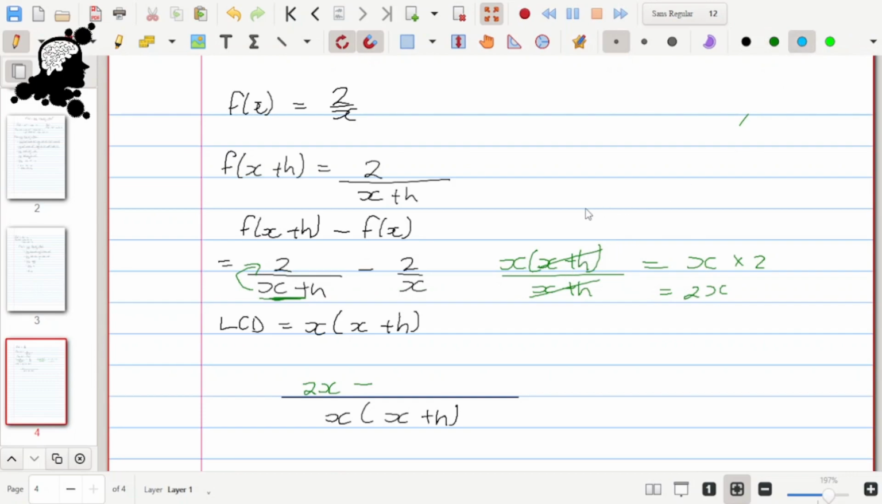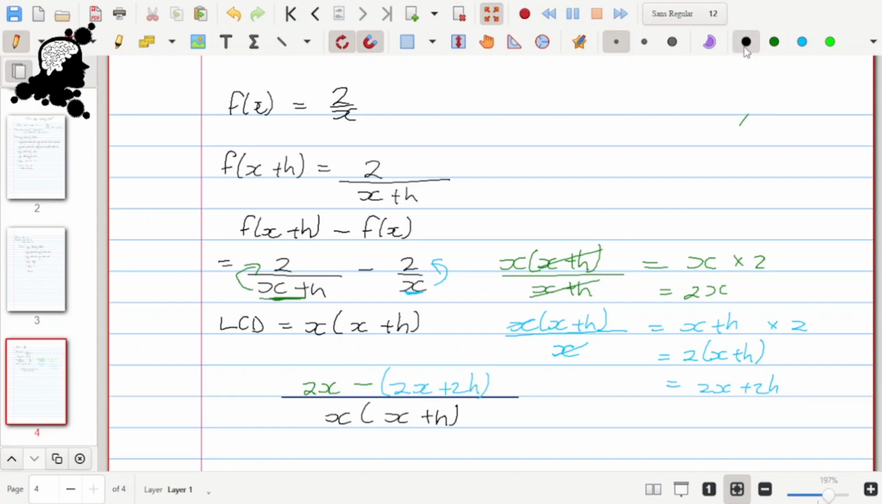The next step we need to take is to take our LCD divided by the second denominator. So x into x plus h divided by our second denominator, which is just x. The x's will cancel out, you remain with x plus h. We multiply this with the numerator that we have. This is going to give us 2 into x plus h, which is just going to be 2x plus 2h. So I'm going to substitute in brackets 2x plus 2h.